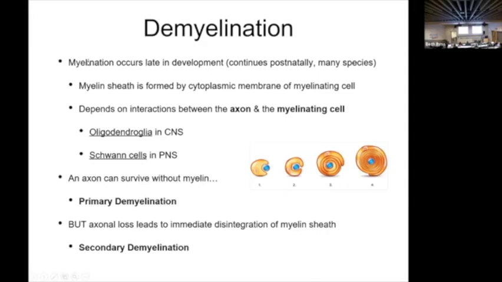The formation of this depends on interactions between the axon and the myelinating cell. So they're giving signals back and forth. It's a two-way communication street. An axon can survive without its myelin. So that's primary demyelination. You lose the myelin, the axon's still there, it's okay, but conduction is slowed and you will get signs, but not from death of the axon. Axonal loss, because of these interactions that are critical for myelination, will lead to immediate disintegration of myelin. So that's secondary demyelination. I've damaged my neuron, the axon is dead, the myelin can't survive without the axon.